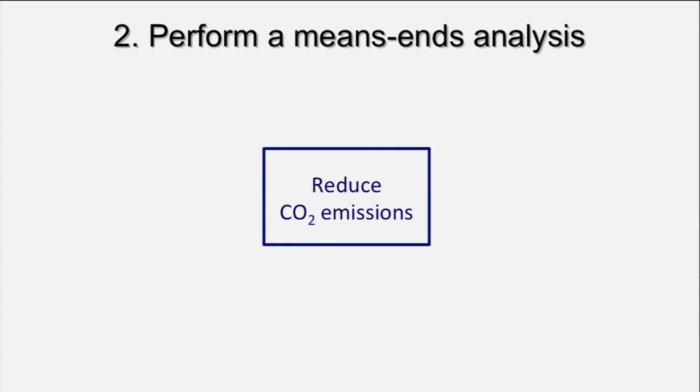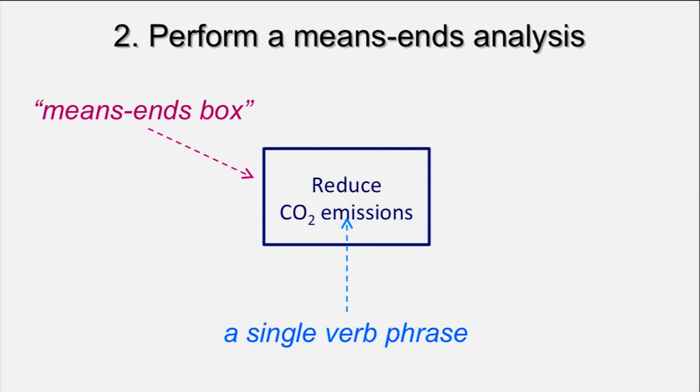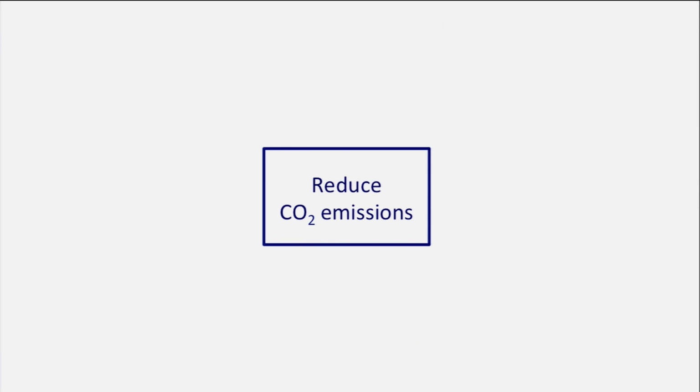The building block for this diagram is a means-ends box, a rectangle that you label with a single verb phrase that expresses something that your client wants to achieve, an end. You use a verb phrase because a means-ends box also represents something that your client can do, a means. Starting from your first box, you develop your means-ends diagram by repeatedly asking 2 questions. You begin by asking why, to discover higher level ends that explain why your client wants to reduce CO2 emissions. Then you start asking how, to identify for each end the means that could help your client achieve this end.